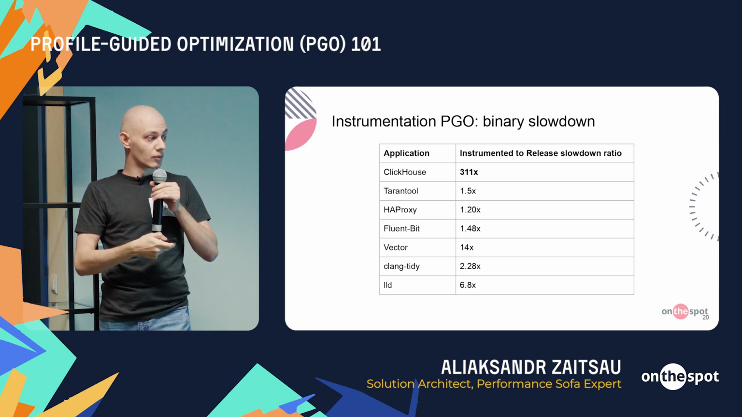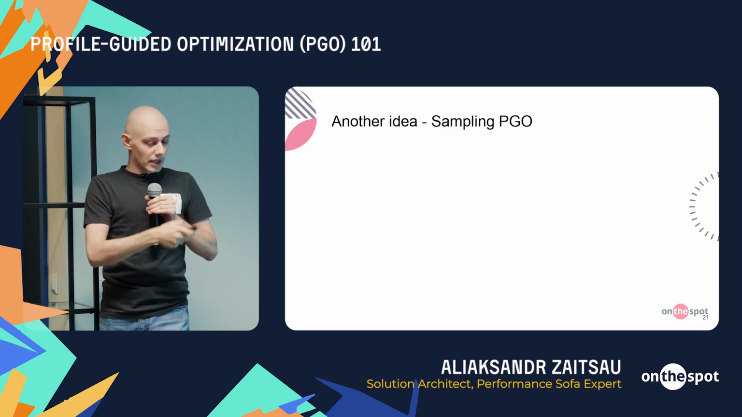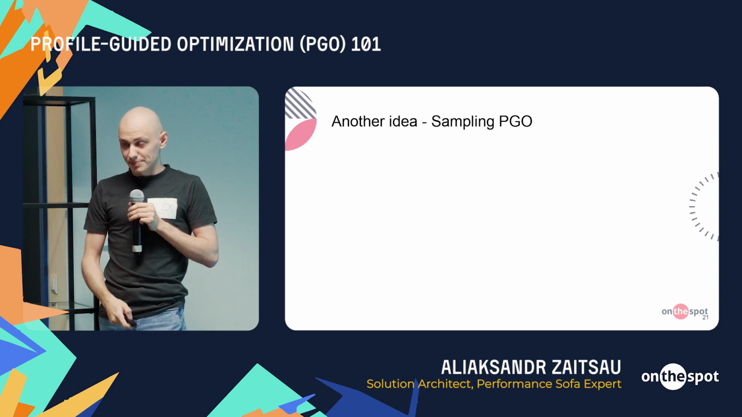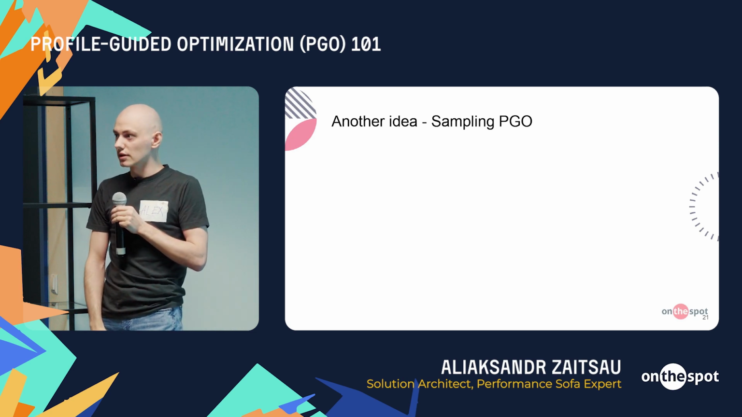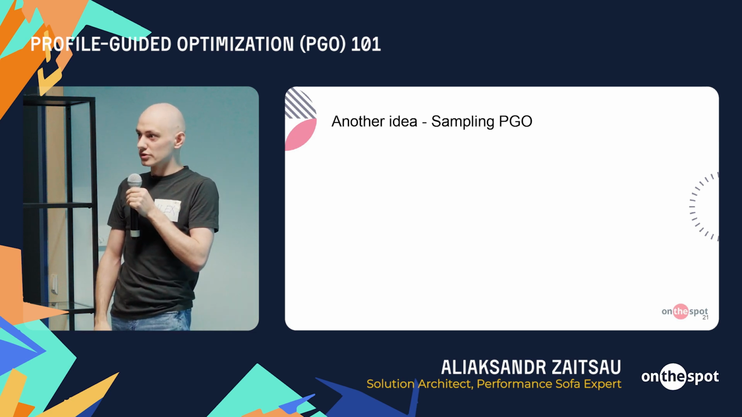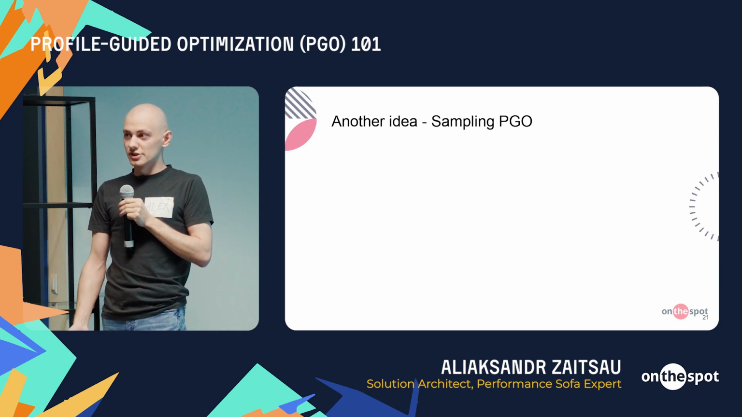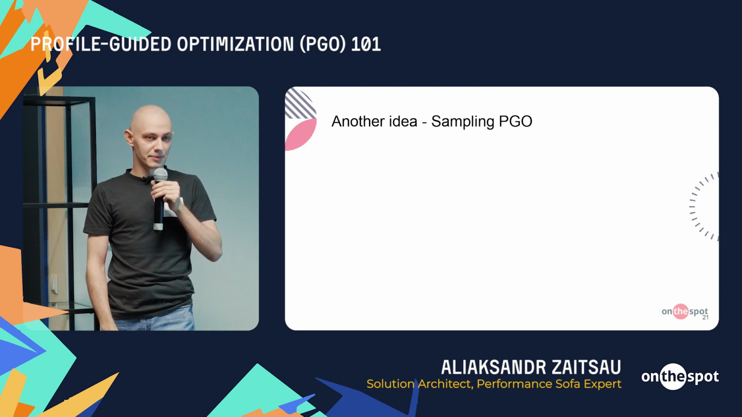And that's exactly what we got here. So actually, this problem, especially slowdown during the instrumentation phase, is well known. And Google, the largest PGO user in the world for now, decided to resolve it somehow. And the solution is sampling PGO.